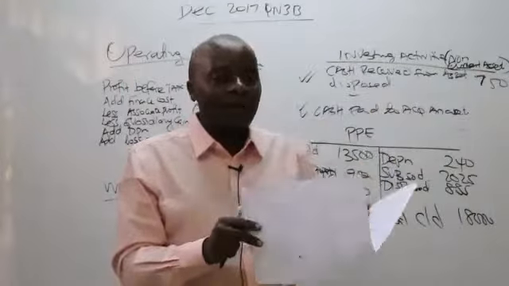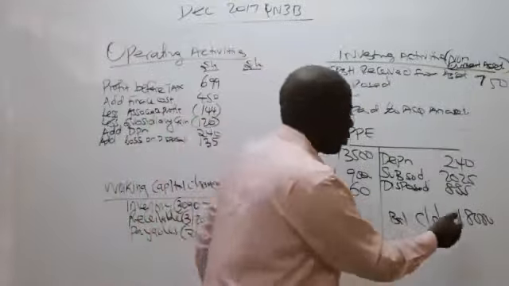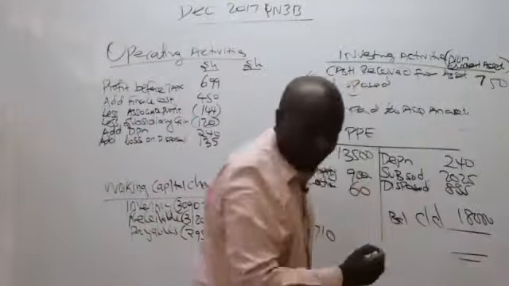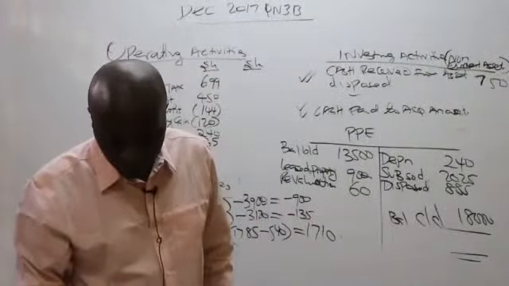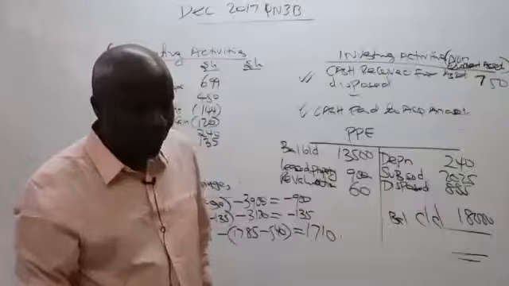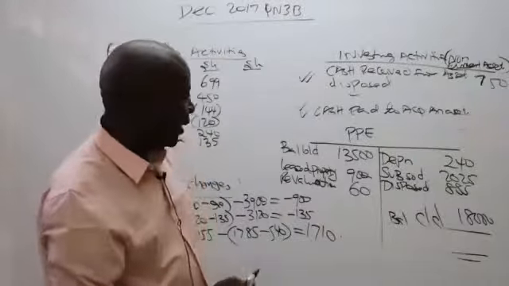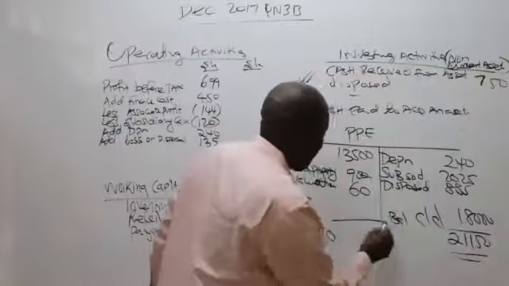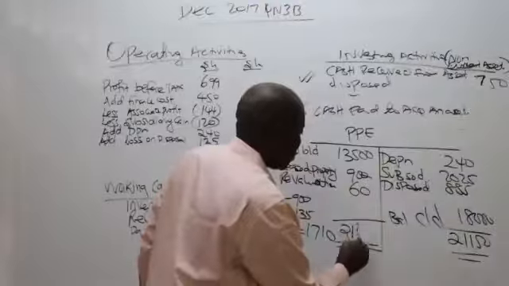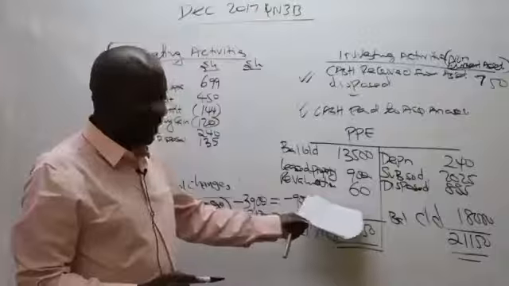Any other item that will affect our PPE? I doubt it, isn't it? So please give me the totals here. They have said 21,150. This is the biggest one, truth be told. This 21,150 means that the balancing figure will come on this side.